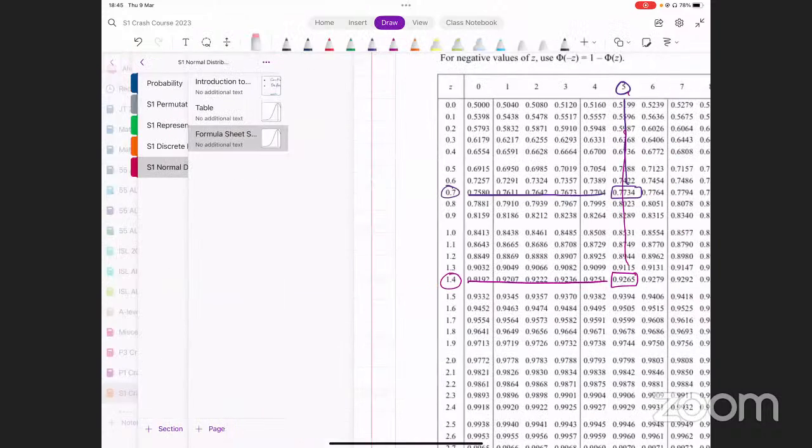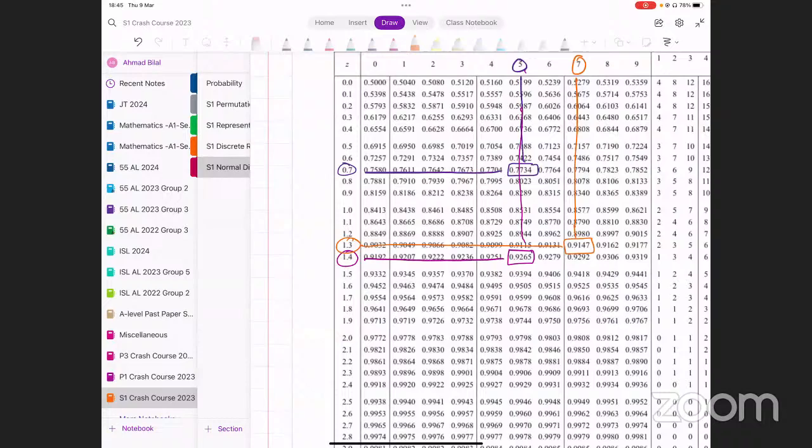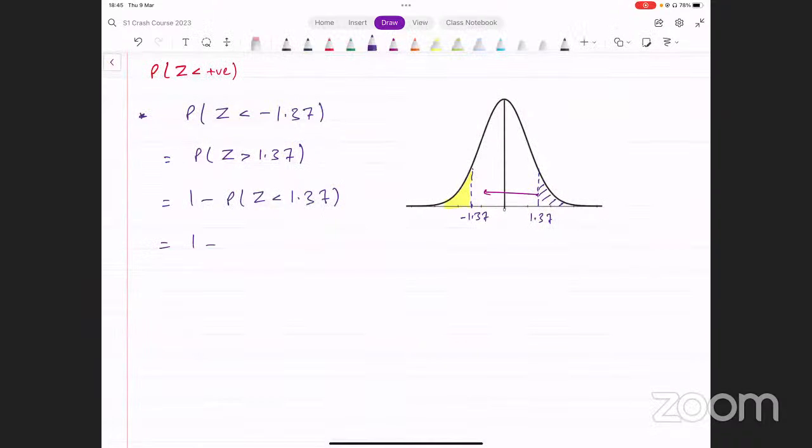1.37, that's the value of z that we're looking for here. 1.3, we have 7 here. And this gives you this value, 0.9147. We write that here, 0.9147, subtract this from 1, and that would give you the result. Let's see what this turns out to be. This is giving me 0.0853, and that's what this probability turns out to be.